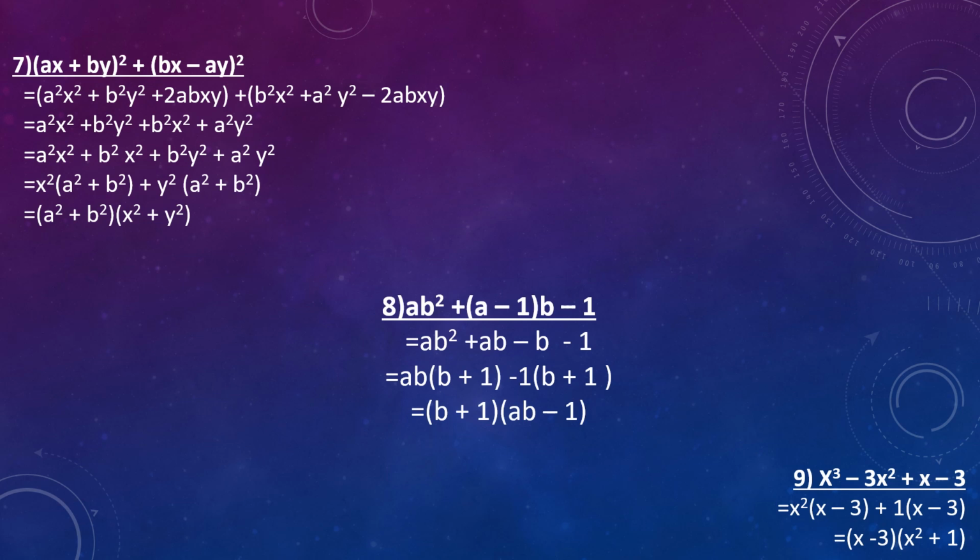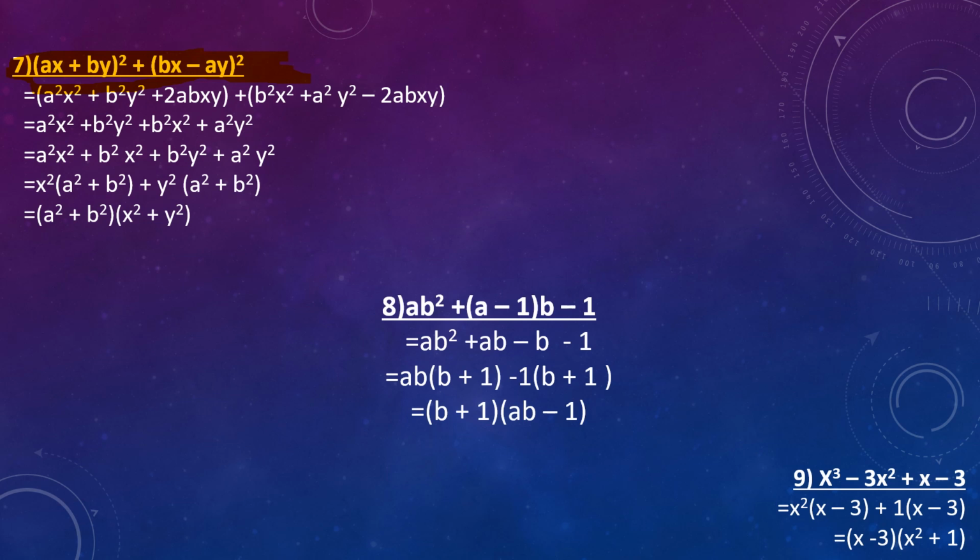Now coming to another one, different type as well. Ax plus by whole square plus bx minus ay whole square. How to factorize? See, terms are totally different. In the first bracket you have with x a, in the second bracket you have with x b. So what you need to do, you need to make use of identities a plus b whole square and a minus b whole square in these two brackets and expand. You will get a square x square plus b square y square plus 2ab xy in first bracket.